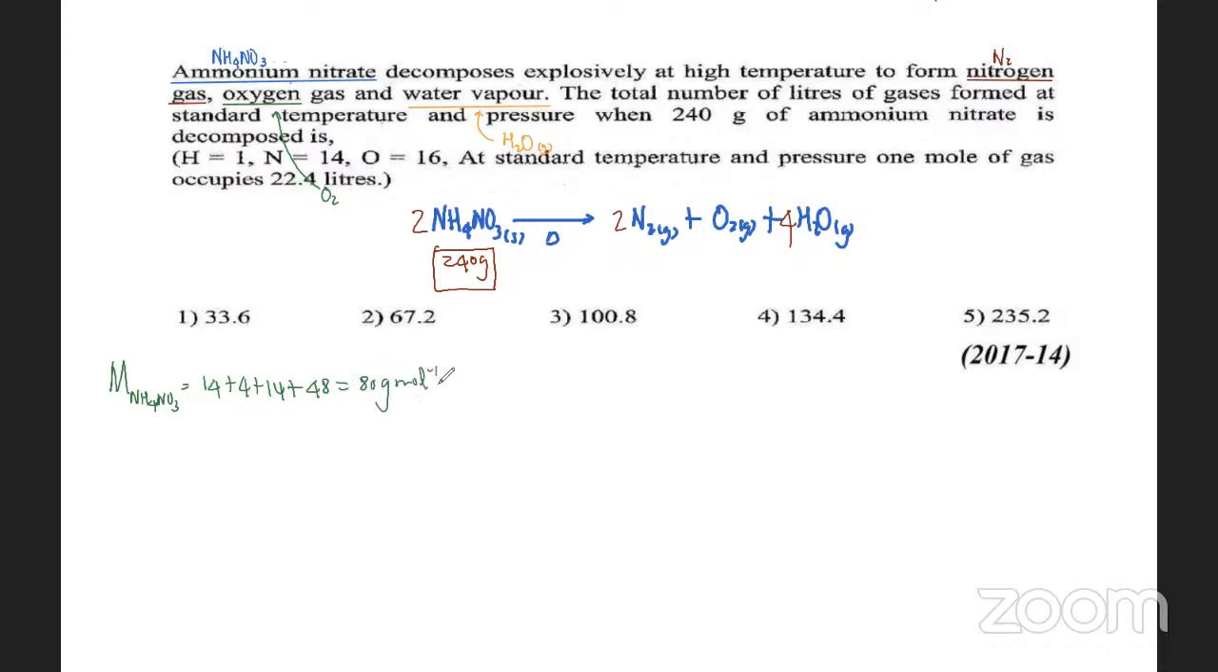That's a good sign because 240 is a multiple of 80. So number of moles of ammonium nitrate will be how much? That is mass over molar mass. Mass is 240 grams and the molar mass is 80 gram per mole. And the final answer is 3 moles.